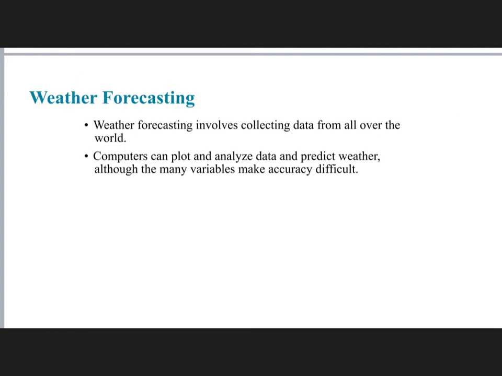Now, lastly, we can talk about weather forecasting. And weather forecasting involves collecting data about different weather patterns from all over the world, and computers can plot and analyze that data to predict the weather, although the many variables make accuracy difficult. One of the first people to describe this process used in weather prediction is someone you've probably heard of before, a guy named Benjamin Franklin.